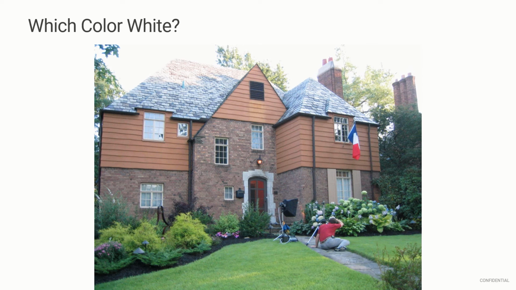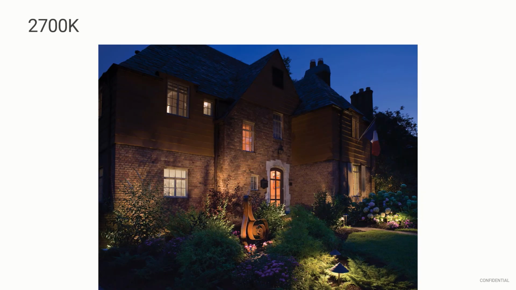Now it's time for a quiz. Which color of LED light would you use to illuminate this residence? Because of its warm brick and cedar colored siding, 2700K will work best here.